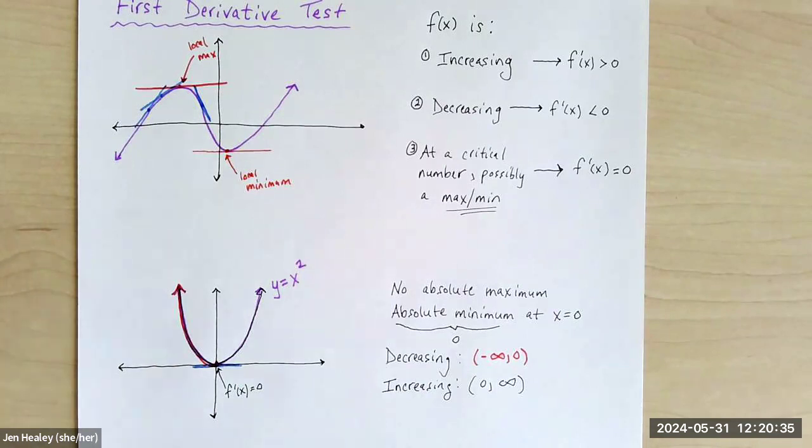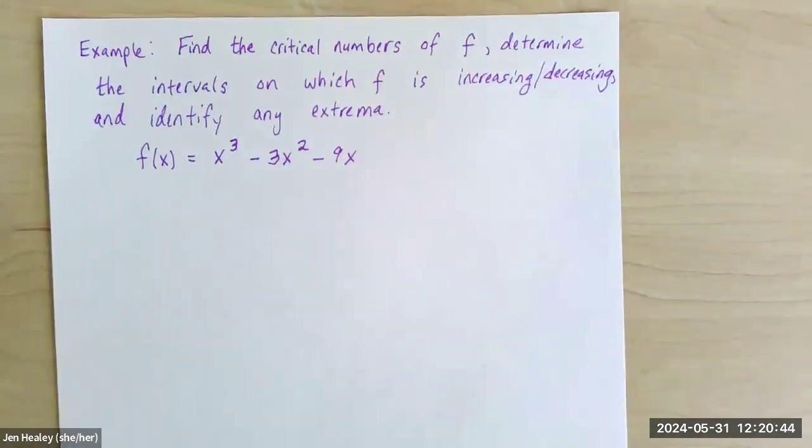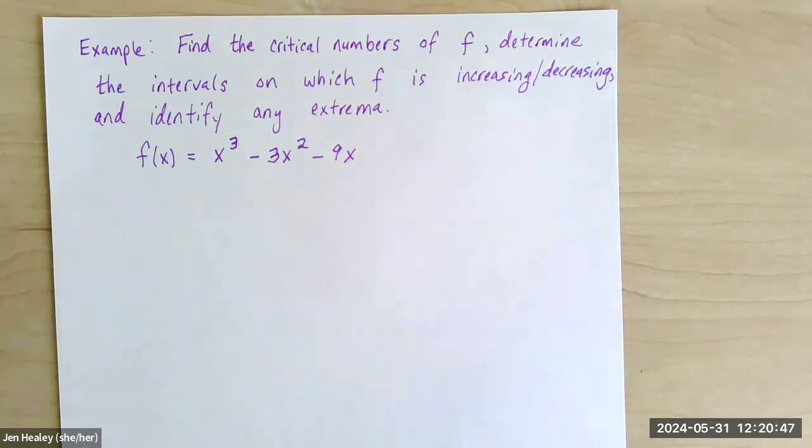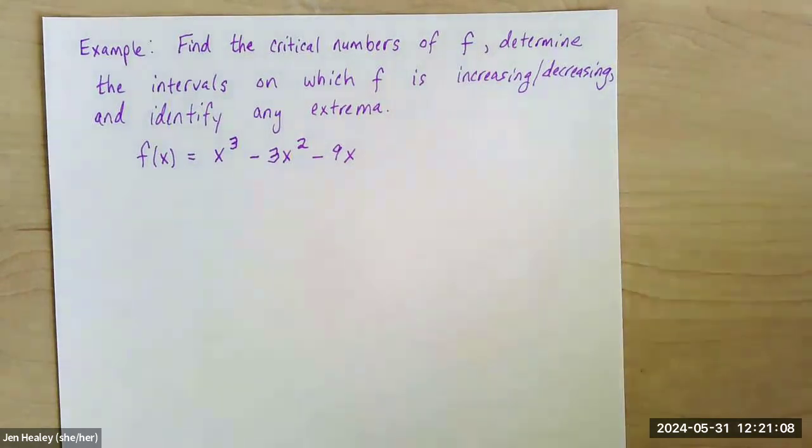So let's talk about graphs we don't know what they look like already. So we're going to find the critical numbers of our function. We're going to determine the intervals on which the function is increasing and decreasing, and we're going to identify any extrema that we have. And I don't have a picture of this, so I can't use the picture to answer the question. I got to use the calculus to answer the question.